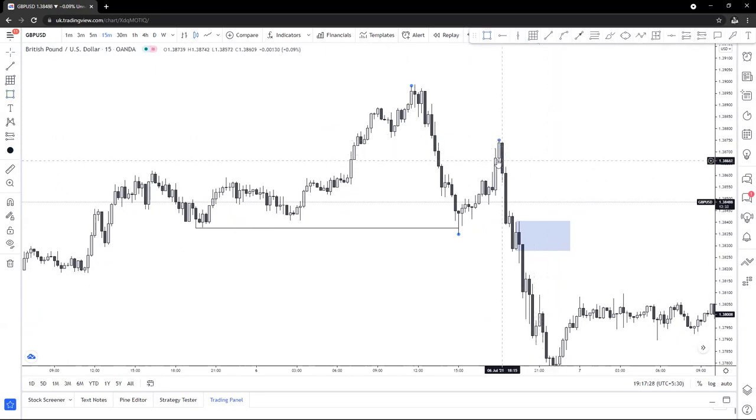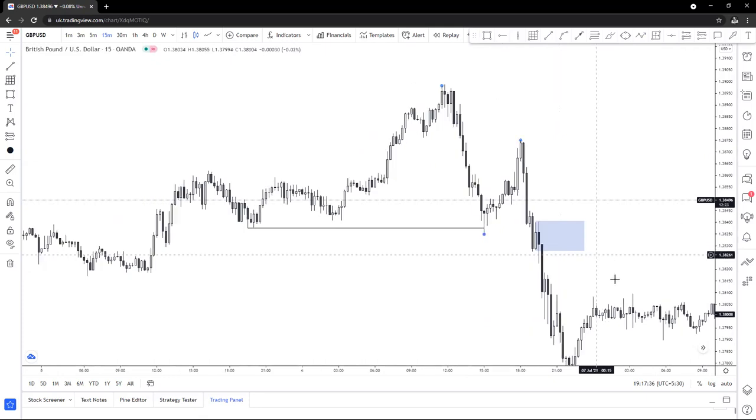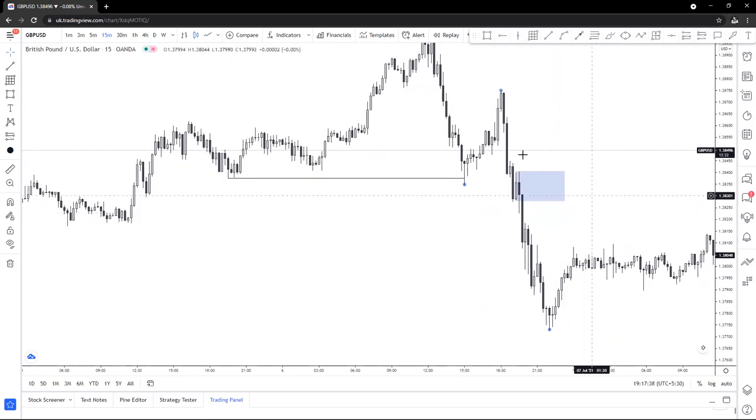But why didn't it come back into this? There was no inducement. There was no liquidity for price to come back into this high. And price does not move this many pips. You got the point now. This is the order block most people would have looked at. Many people would have looked at this thing.